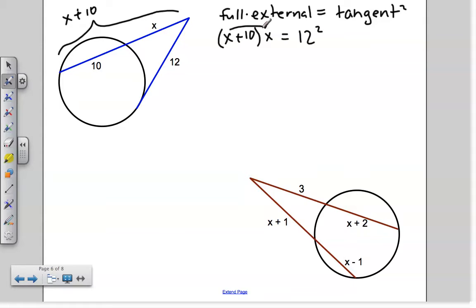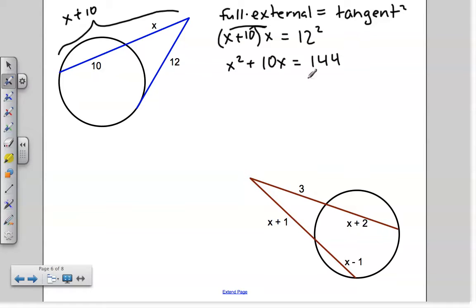Here I need to distribute. x times x is x squared. x times 10 is 10x. And that equals 12 squared. 12 squared is 144. Alright, at this point, notice I have a quadratic because I have x squared, I have an x, I have a number.